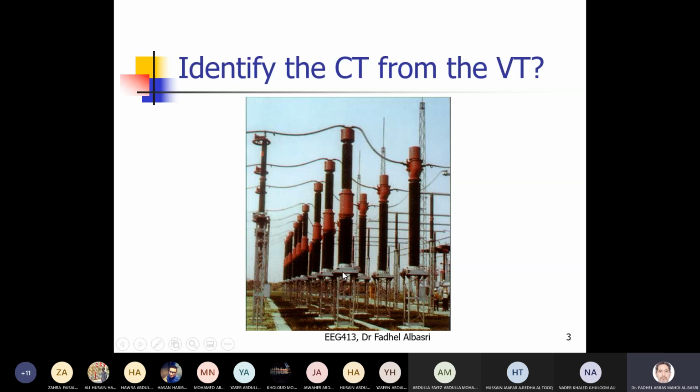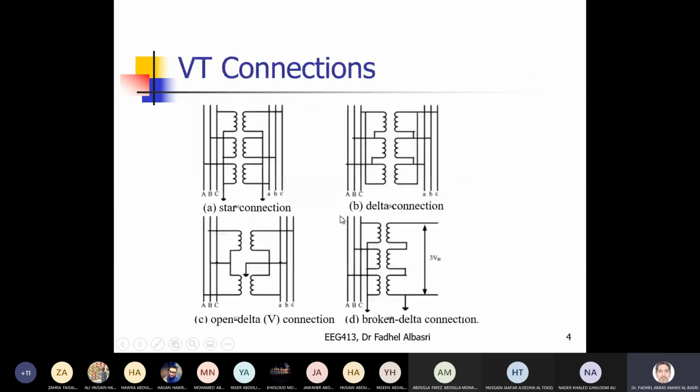So at the secondary side, this is the primary winding and the secondary side is down. We can connect them either in star, like this configuration. This is a star. We can connect them as a delta connection, delta in this case, or we can connect them as open delta.